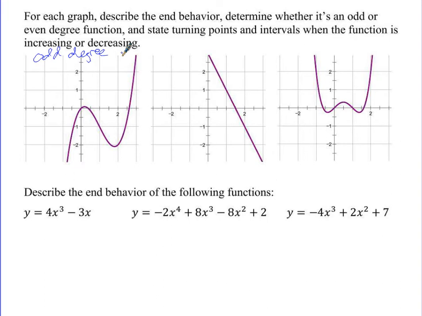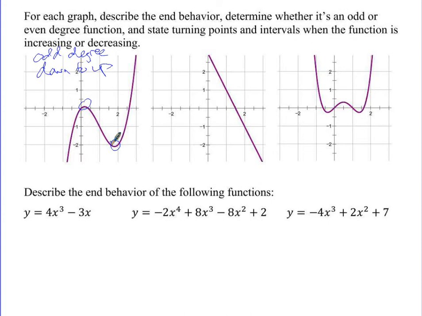We need to describe end behavior. What's end behavior here? Down to up. Okay, describe end behavior. We did. Odd or even, we did. State turning points. Do we have any turning points here? There's one here, and there's one here. Okay, I'm just going to circle them. And you can label them on your notes, call them turning points.